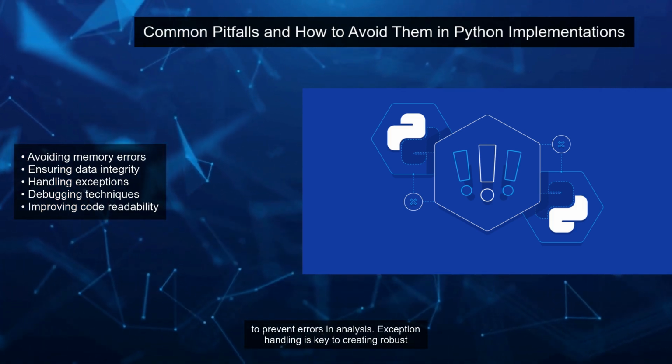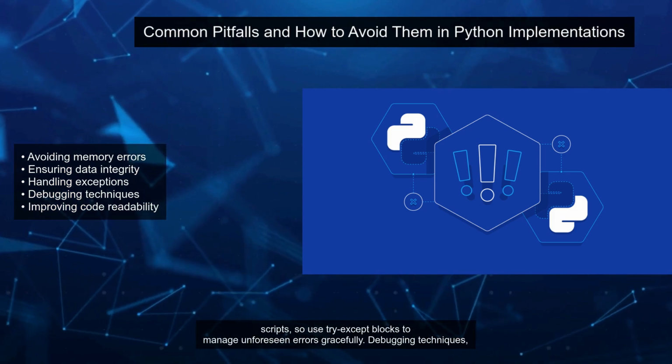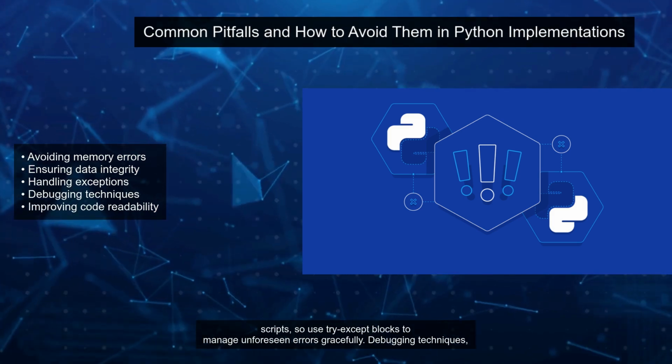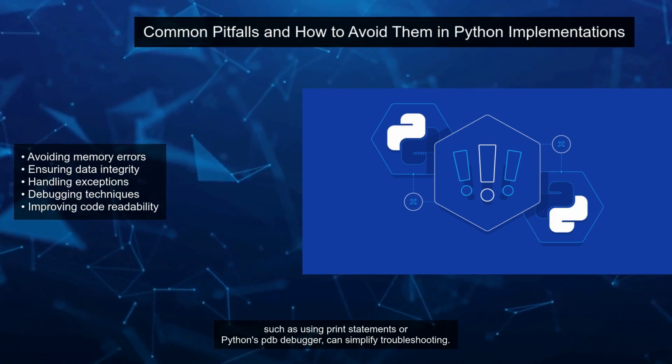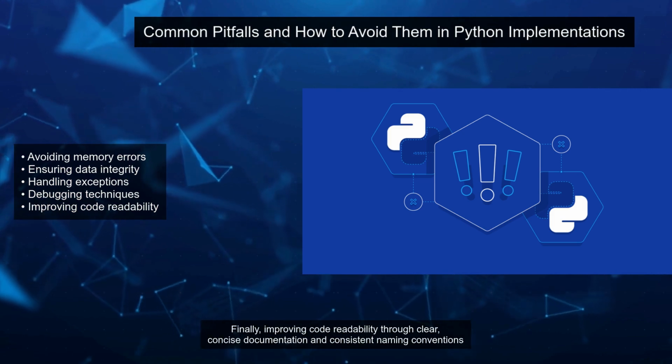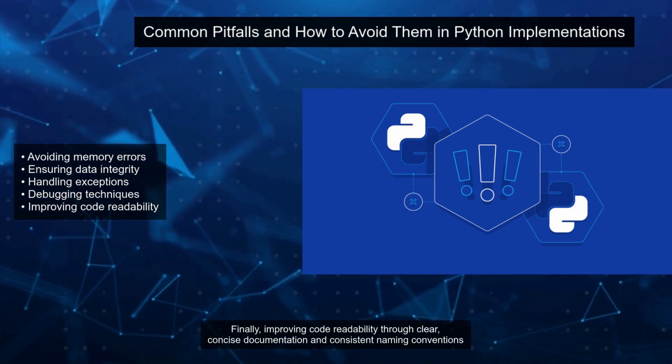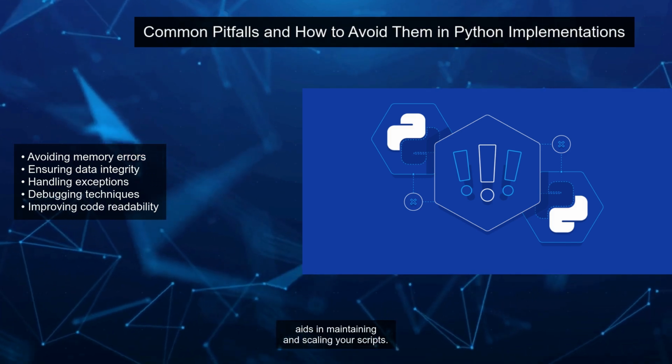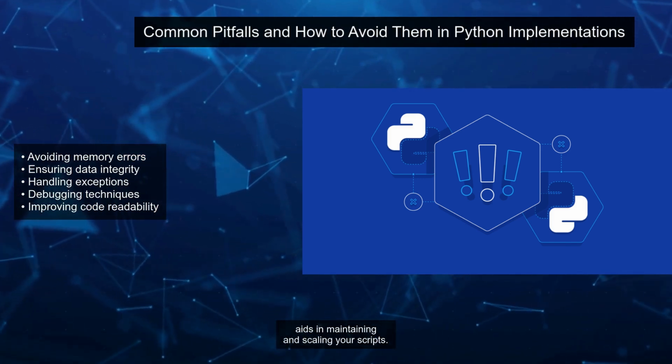Exception handling is key to creating robust scripts, so use try-except blocks to manage unforeseen errors gracefully. Debugging techniques, such as using print statements or Python's PDB debugger, can simplify troubleshooting. Finally, improving code readability through clear, concise documentation and consistent naming conventions aids in maintaining and scaling your scripts.